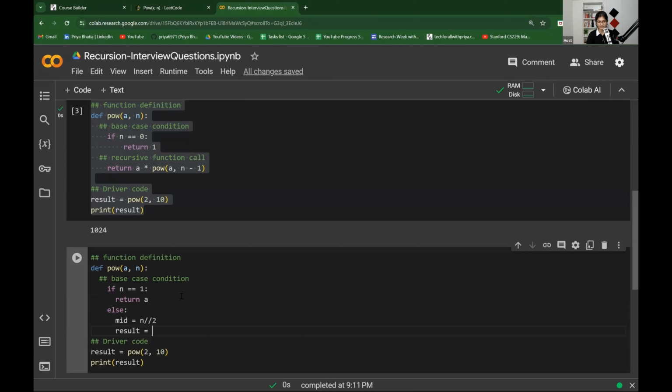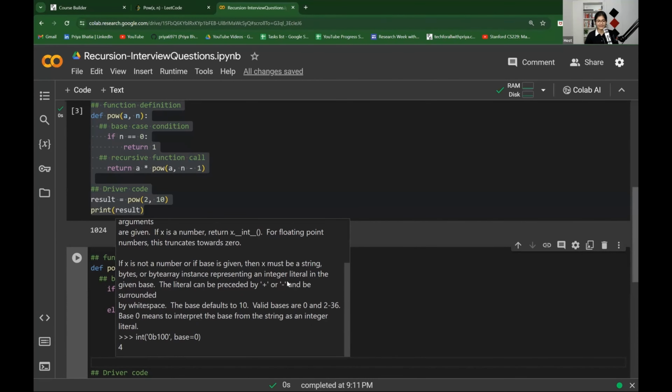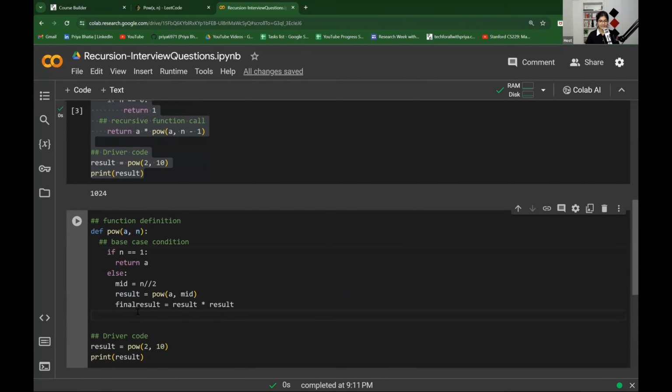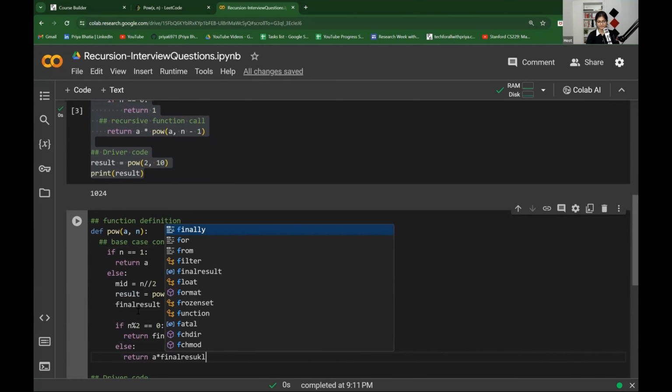I'll try to find out the result, which is nothing but power function, A comma mid. My final result is not this result. My final result is the multiplication of the same number 2 times, left and right. Finally, I need to handle the odd and even case. So I'll take a check. If n modulus 2 is equal to 0, it means it's even. If it's even, I'll directly return the final result. In the else part, I'll return A into the final result.